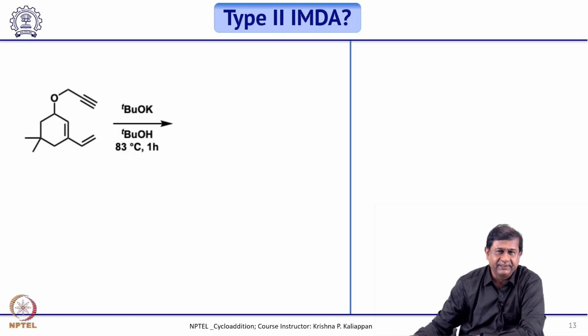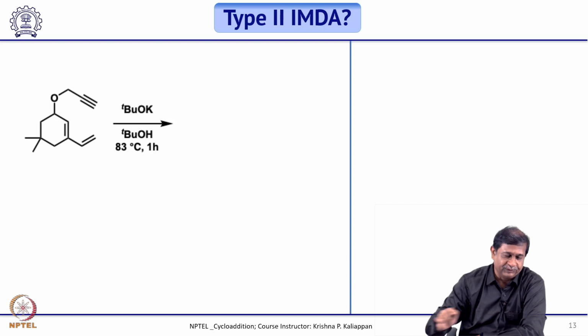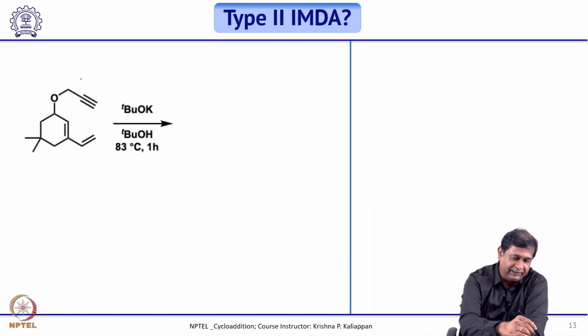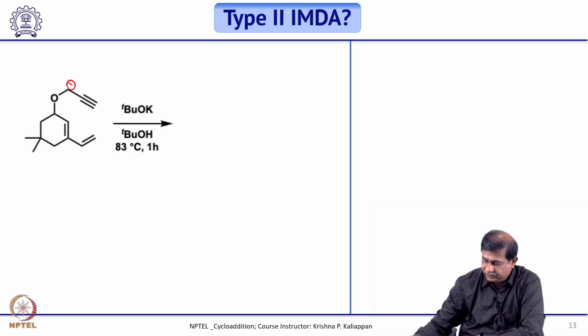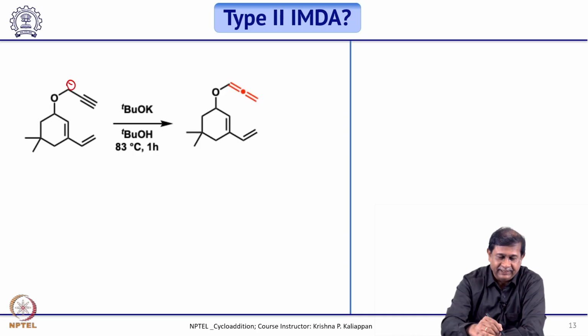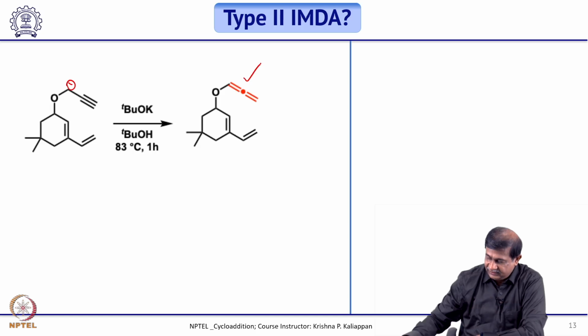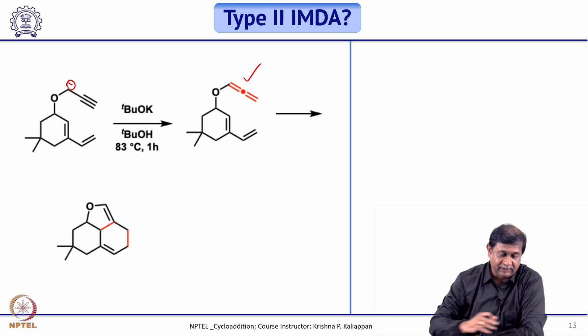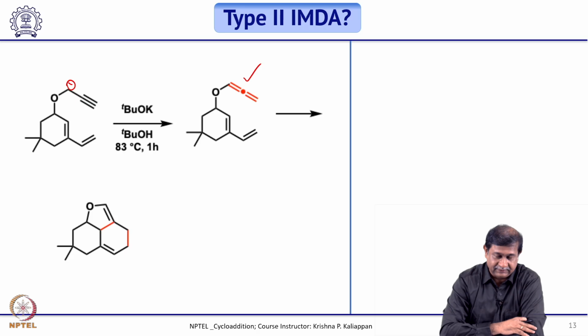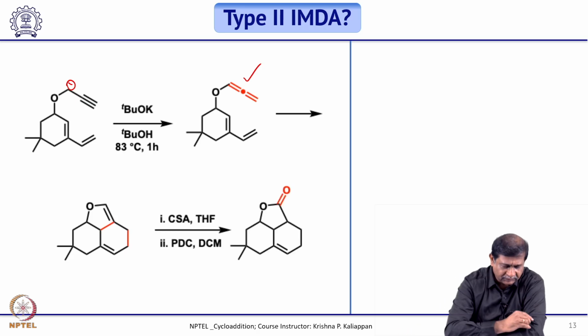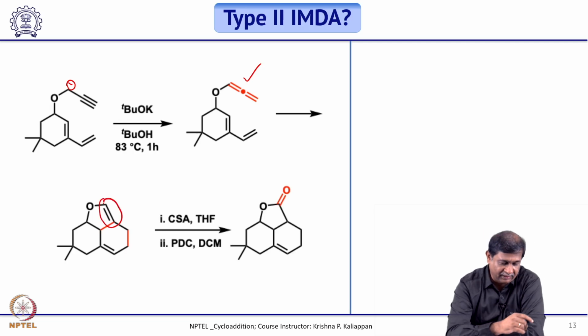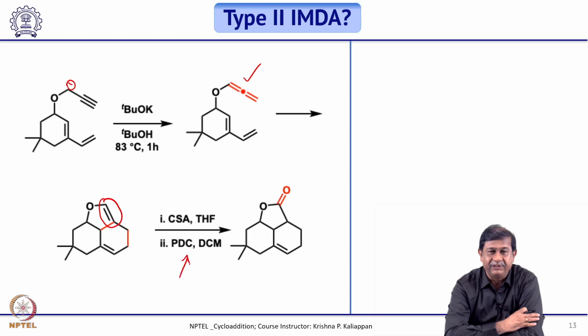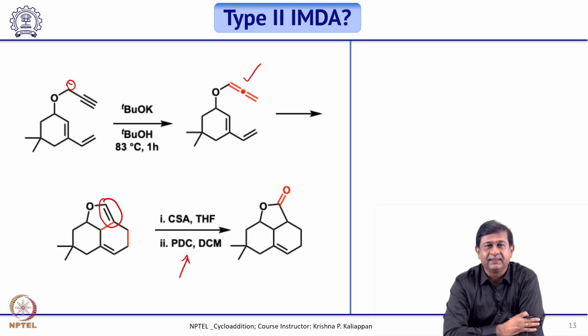Here is an example where you generate the allene in situ. When you have a propargyl system and treat it with potassium tertiary butoxide, this can generate the allene in situ, and once you have this allene, it can undergo intramolecular Diels-Alder reaction to get this tricyclic compound. If you treat this with camphor sulfonic acid and water, then water addition will take place to this enol ether to form a lactol, and then the lactol can be oxidized with PDC to get the corresponding lactone.